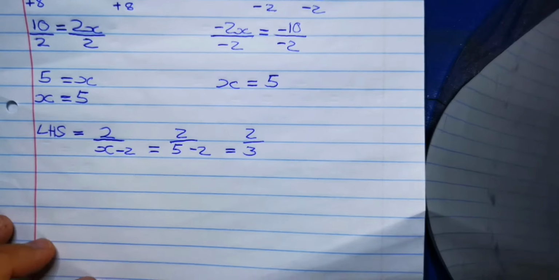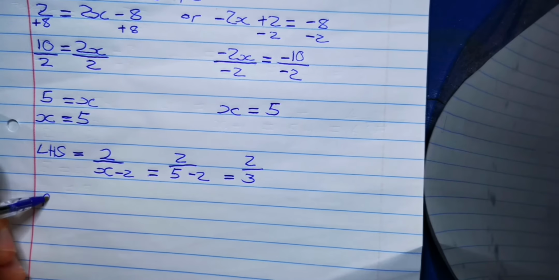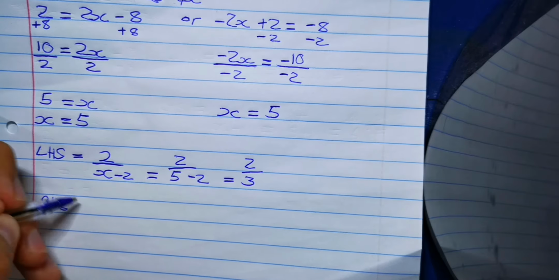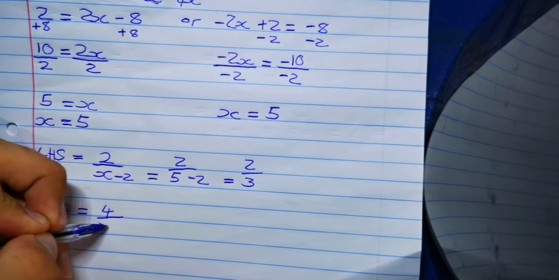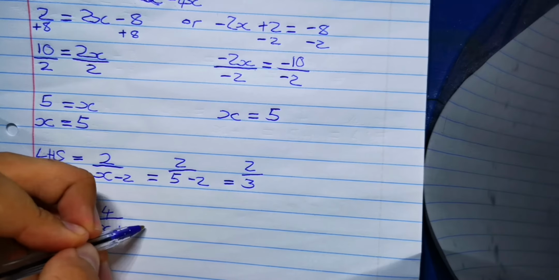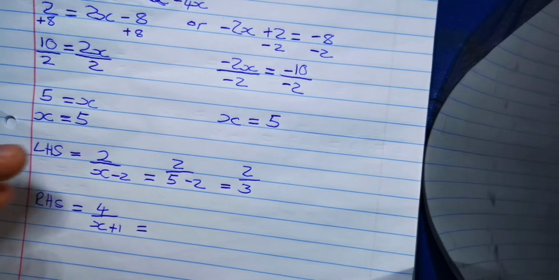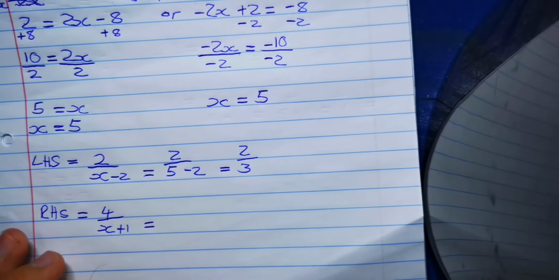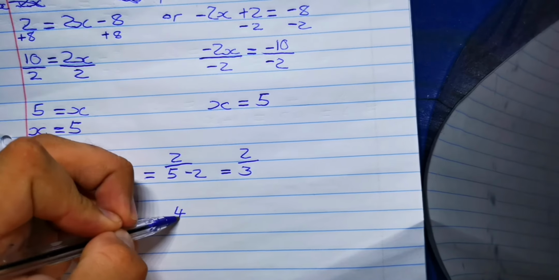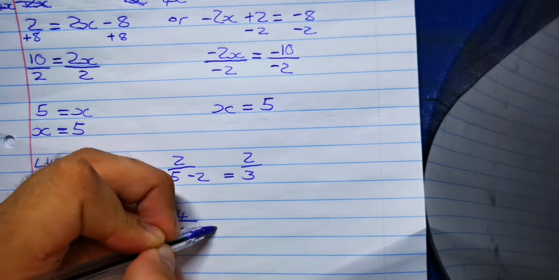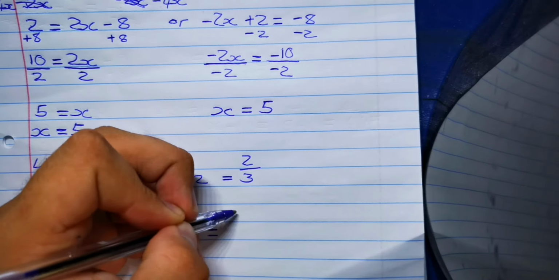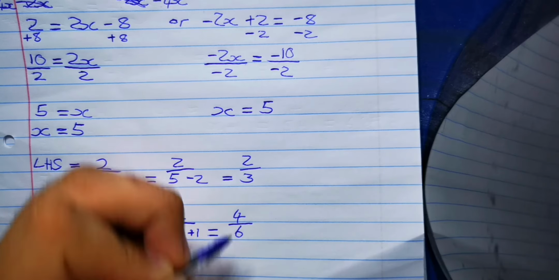Now the right hand side. We say the right hand side is equal to 4 divided by x plus 1. So that is, our x is equal to 5. So we say it's 4 divided by 5 plus 1. So that is just equal to 4 divided by 6.